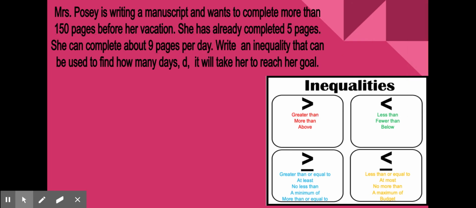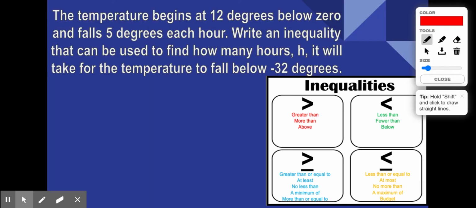Let's go on to our next example. The temperature begins at 12 degrees below zero. Let's pause there. What kind of numbers are below zero?